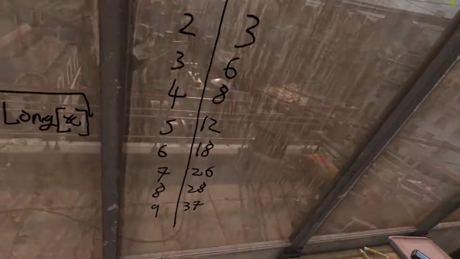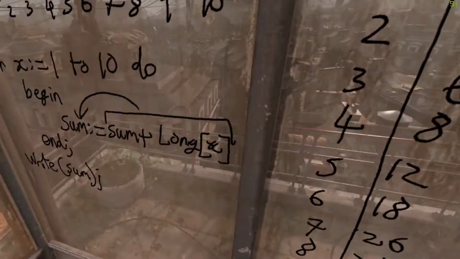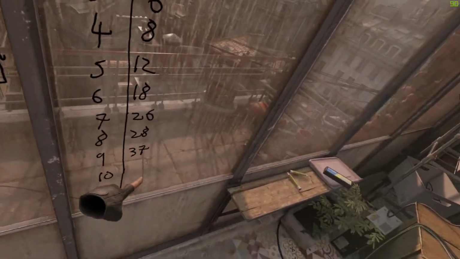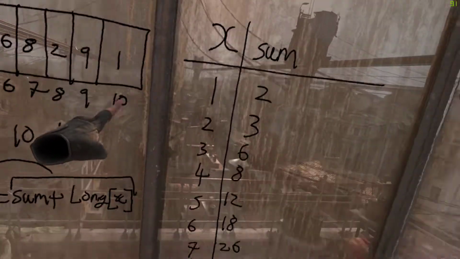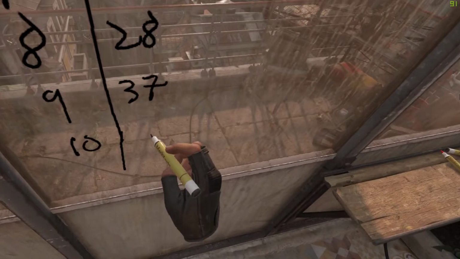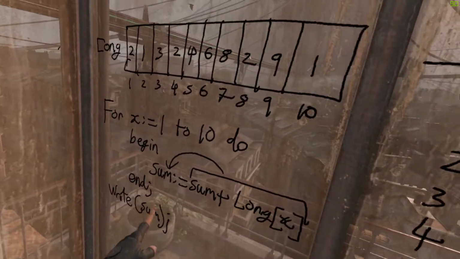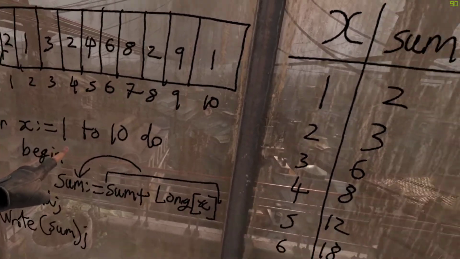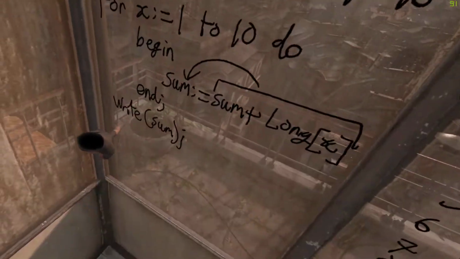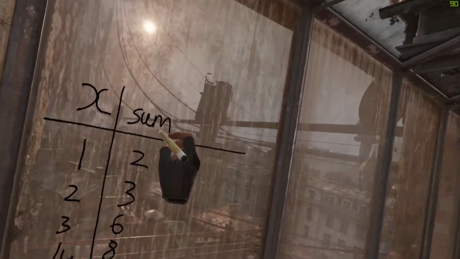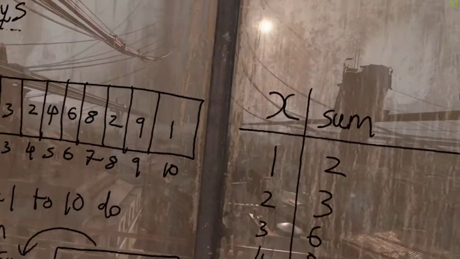Go back up. X becomes 10. And this reads sum, which is 37, plus long[10]. Location 10 is 1. So 37 plus 1, 38. Now when we go back up, x is already 10, so we do not go in the loop again. We end the loop and we write sum. What is in sum? Well, sum has 38. So that gets printed out on the screen.